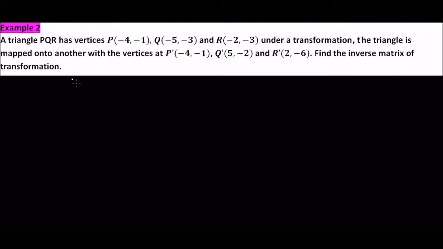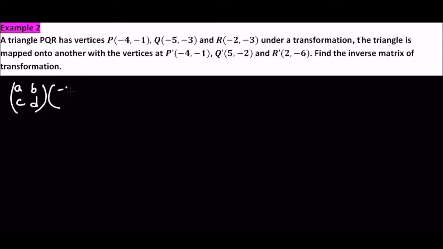Now, here we need to find the matrix. So first we need to find the matrix of transformation. So let's call our matrix of transformation A, B, C, D. And when you multiply this transformation matrix, we have covered this in our earlier lesson, you multiply by the matrix formed by the vertices of our object.